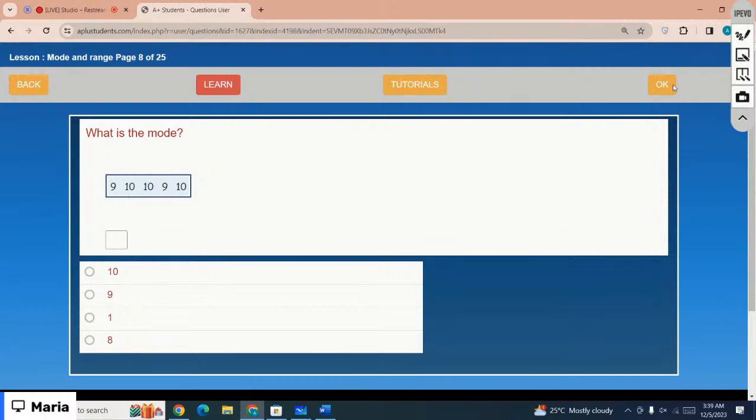What is the mode? Which is the correct option? The mode value is the one that appears the most of the time in the data. So which is the correct option? The correct option is 10. The mode value is 10 because 10 is the number that appears the most of the time in the data. So the correct option is 10.